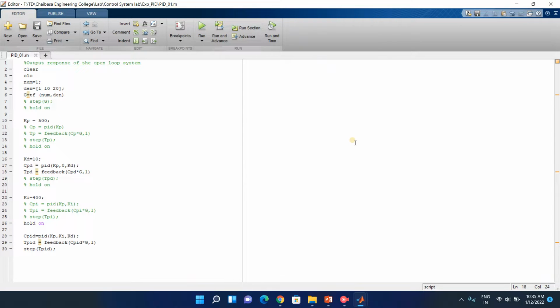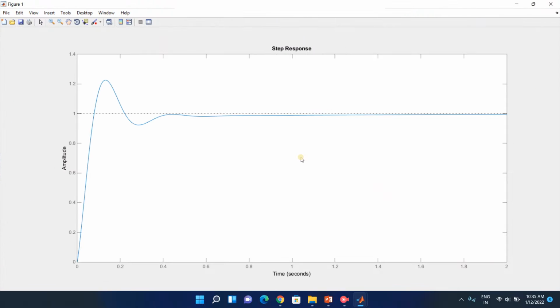If Kp is high then Ki has to be high also, otherwise we will not be able to make the steady state error 0.